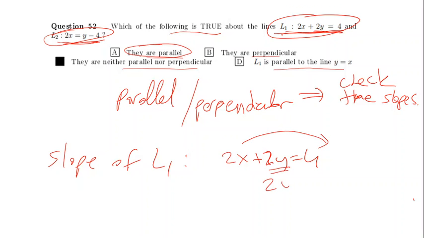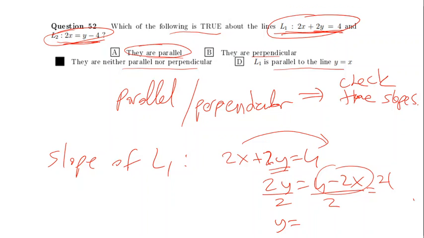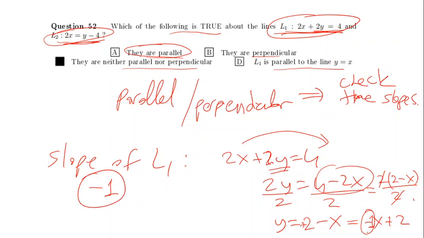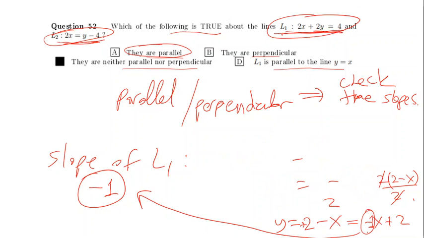You got 4 minus 2x. And divide by 2, and we get y equal to, the common factor is 2, so you will get 2 minus x. You can write this as negative x plus 2, of course. So as you see, the coefficient of x is minus 1, so the slope of L1 is minus 1. Now in the same way, you can do the other one.